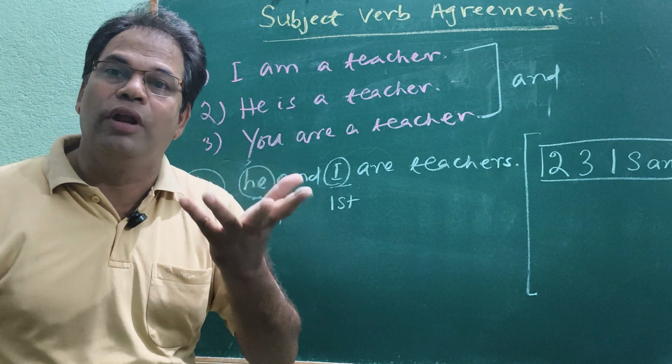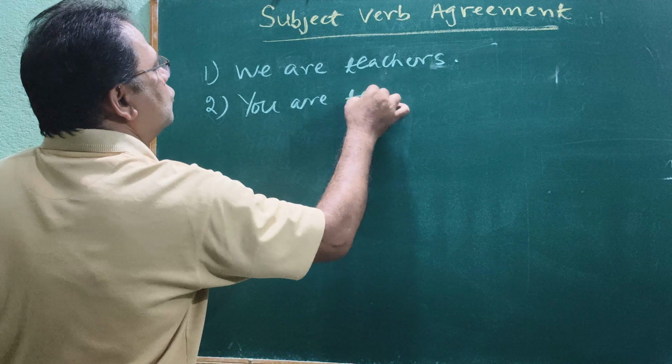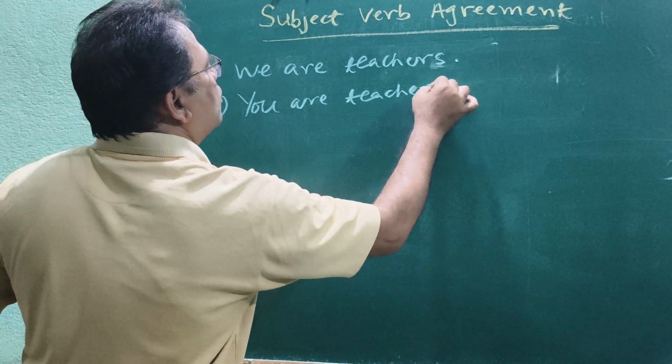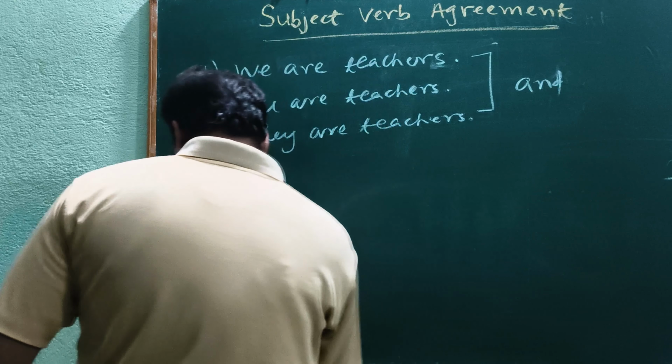The first one is we are teachers. The second one is you are teachers. The third one is they are teachers. See, if we connect these three sentences using and, what will it be?